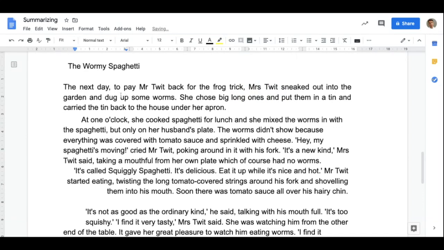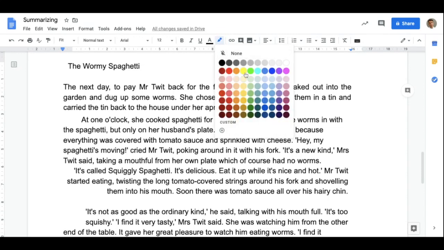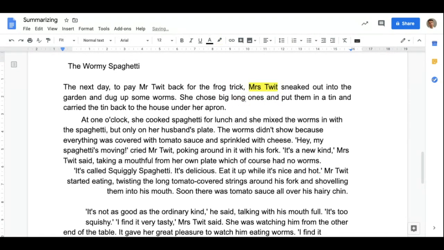All right, so somebody. So the next day, to pay Mr. Twit back for the frog trick, Mrs. Twit sneaked out into the garden and dug up some worms. So somebody in this case would be Mrs. Twit, right? Indeed. Okay, so let's highlight her right there.